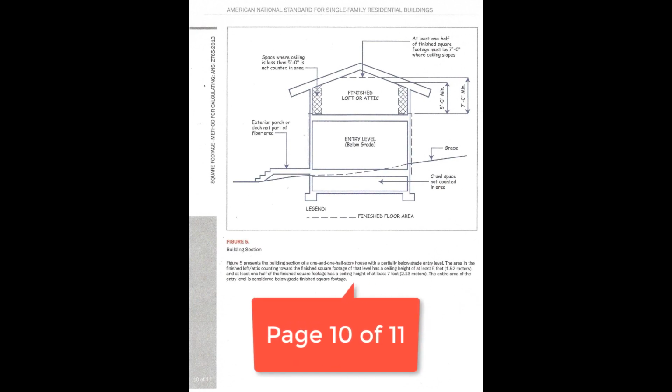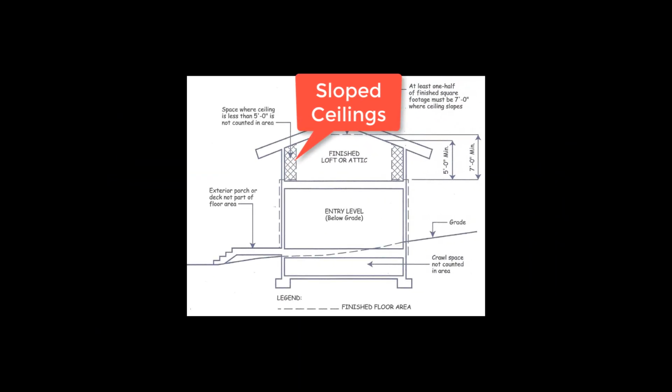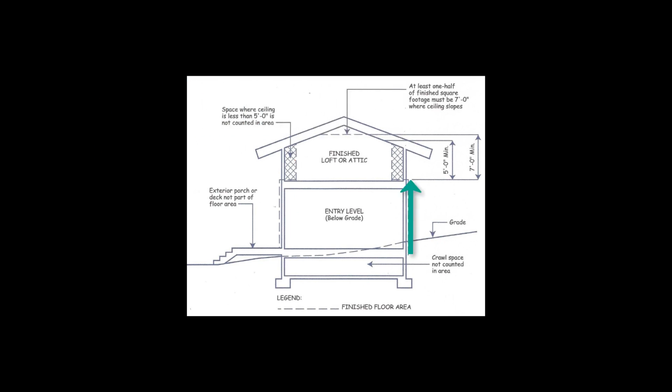But that's a pretty good sketch. Now, this one is a little questionable. People always talk to me about the finished above and below grade on this one, but the sloped ceilings is also important. Now, if you follow these arrows, you can see how we're kind of going up the exterior wall, and then when we get upstairs, we're going on the interior walls. And it talks about at least half of the upper levels got to be 7-foot ceiling height, and you don't count things below 5 feet.